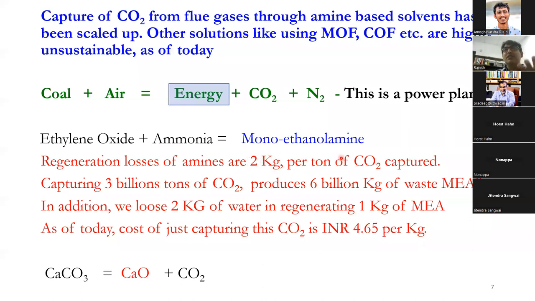Every time, this could be regenerated, like 100 times would be recycling. And whatever, even if you're losing 0.1% of this MEA, by the time you capture 1 ton of CO2, you lose 2 kilogram of MEA. So basically, if you are going to capture 3 billion tons of CO2, you are going to lose 3 billion kilogram of MEA.